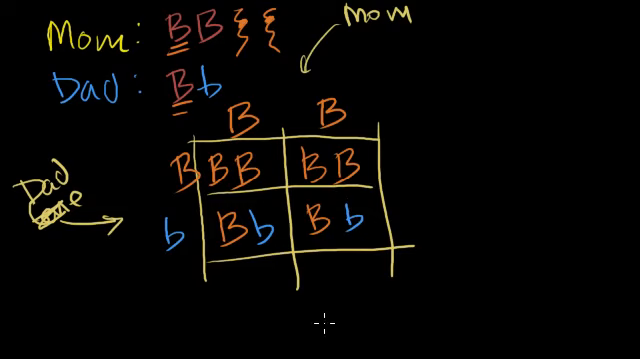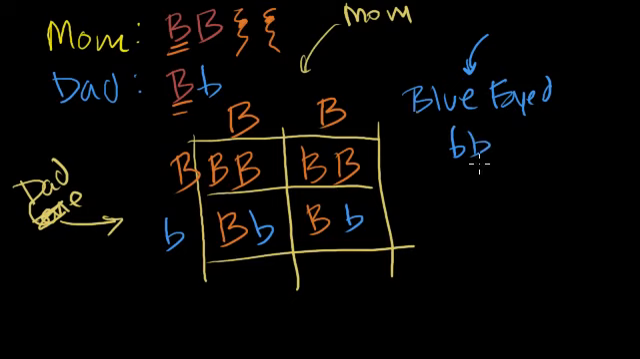So if you said, what's the probability of having a blue-eyed child? Assuming that blue eyes are recessive, and remember this is a phenotype. These particular combinations are genotypes. Well, in order to have blue eyes, you have to be homozygous recessive. You have to have two lowercase b's. So what's the probability of having this? Well, there are no combinations that result in that, so there's a 0% probability of having a blue-eyed child.